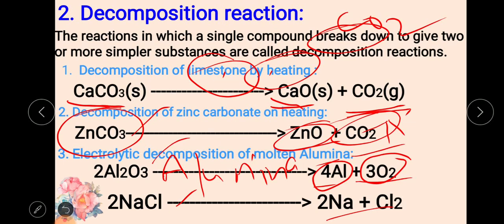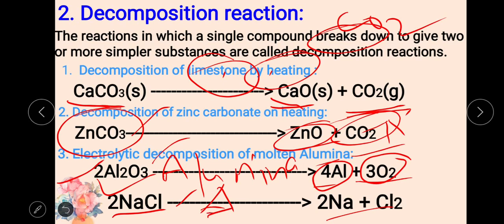In the previous video we learnt about electrolytic decomposition, the electrolytic decomposition of water into hydrogen and oxygen. This is also electrolytic decomposition, where alumina splits up into aluminum and oxygen. And this is also electrolytic decomposition, of sodium chloride into sodium and chlorine. It is not only water that splits up, sodium chloride also does.